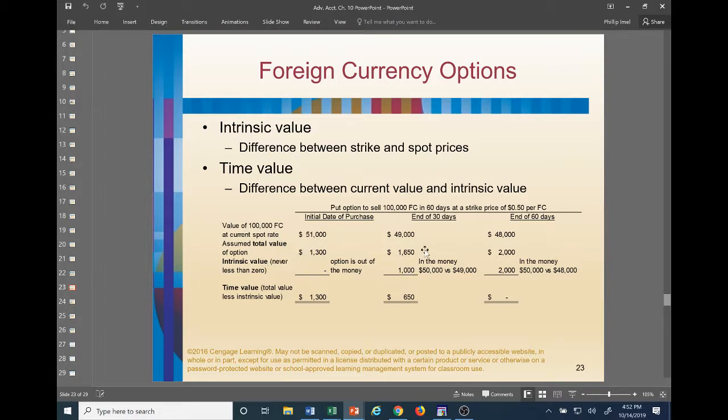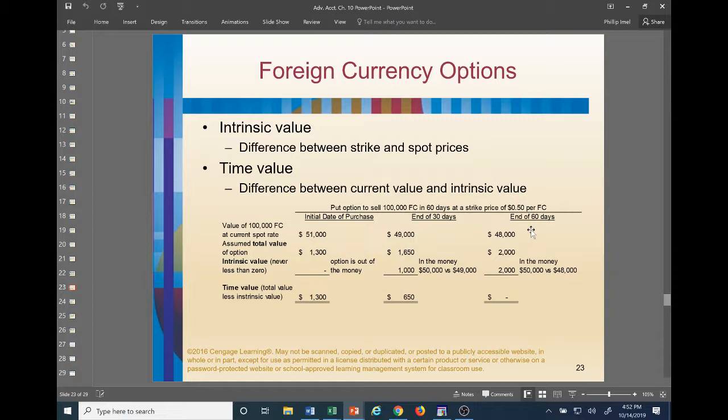In this case, the total value was $1,650 less the intrinsic value of $1,000 leaves the time value of $650. So what about at the end of 60 days? The value of the 100,000 foreign currency at the current spot rate is going to be $48,000. The assumed total value of the option in this case is $2,000.